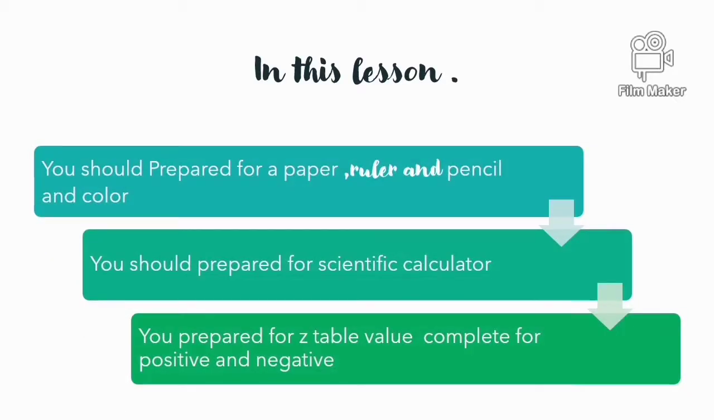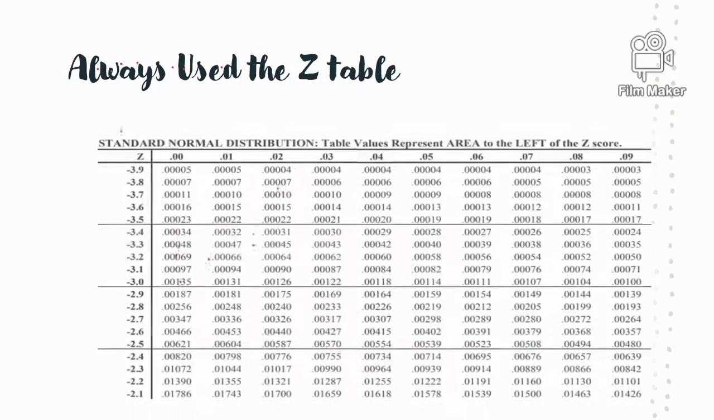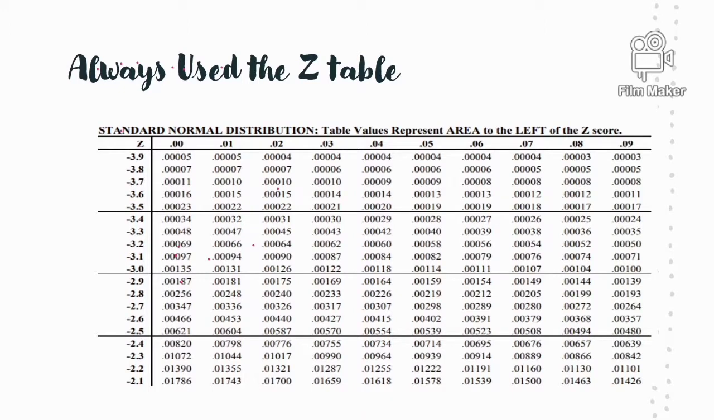In this lesson, you should prepare paper, ruler, pencil, and color. You should prepare a scientific calculator. You should prepare the Z-table values, complete as positive and negative. Always use the Z-table, the standard normal distribution. Table values represent the area to the left of the z-score.